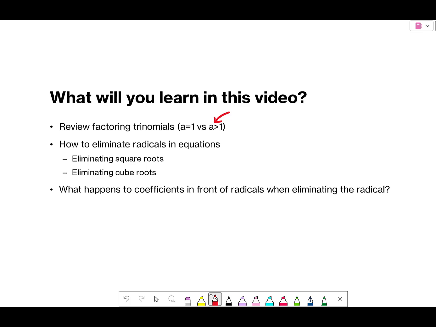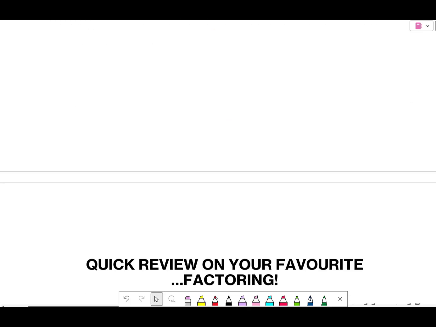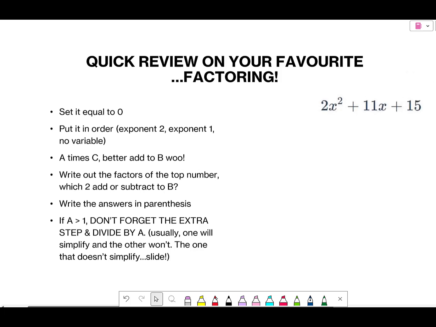The next thing you're going to learn is how to eliminate radicals in equations. We're going to learn how to eliminate square roots as well as cube roots. And then the last thing we'll talk about is what happens to coefficients in front of radicals when we're eliminating that radical. Okay. So first we're going to do a quick review on your favorite topic, factoring.